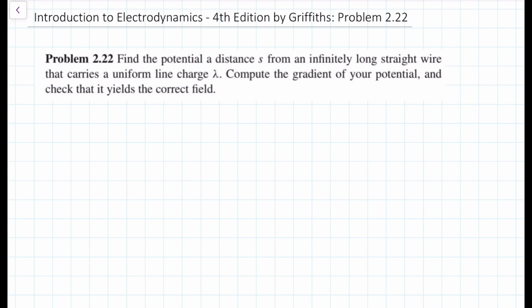One way of finding the electric potential in this problem is we can first find the electric field produced by the wire, and then we can take the negative path integral to find the electric potential. So let's first picture the long straight wire. And we can use Gauss's law.